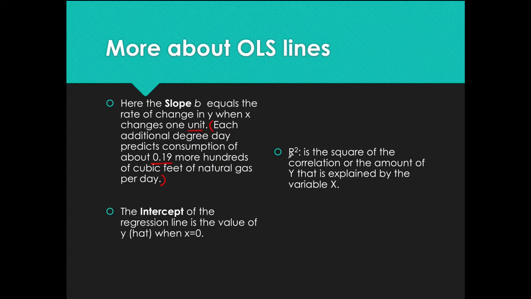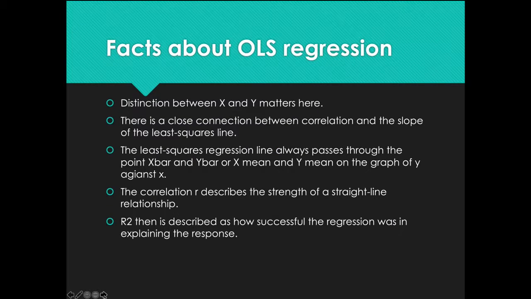There's another important point here, which is R squared. It is the square of the correlation, or the amount of y that is explained by the variable x. Yes, it is related to Pearson's R. This is one of the reasons why we talk about correlation first, because that Pearson's R, when it's squared, gives us more information about the relationships that might affect the dependent variable.